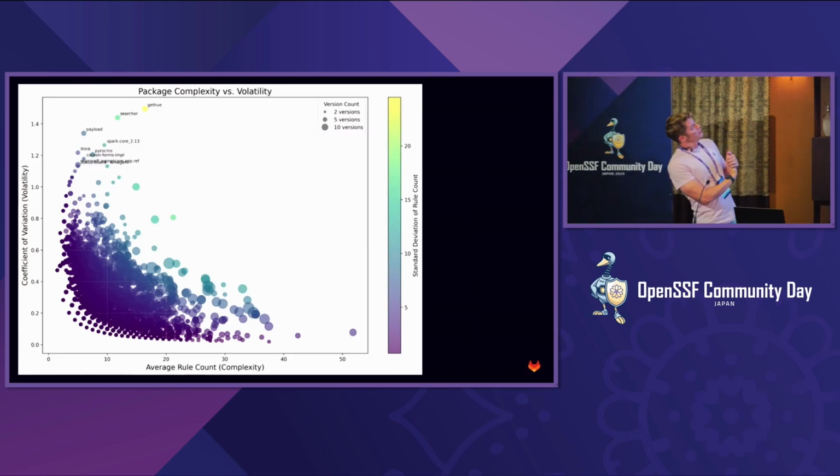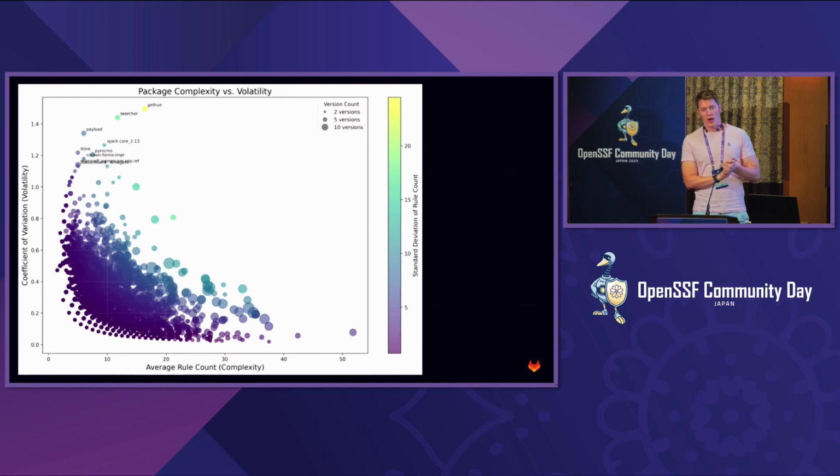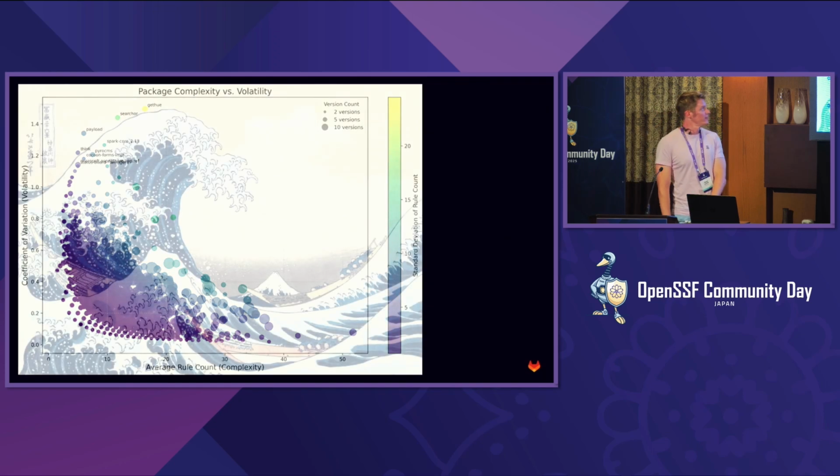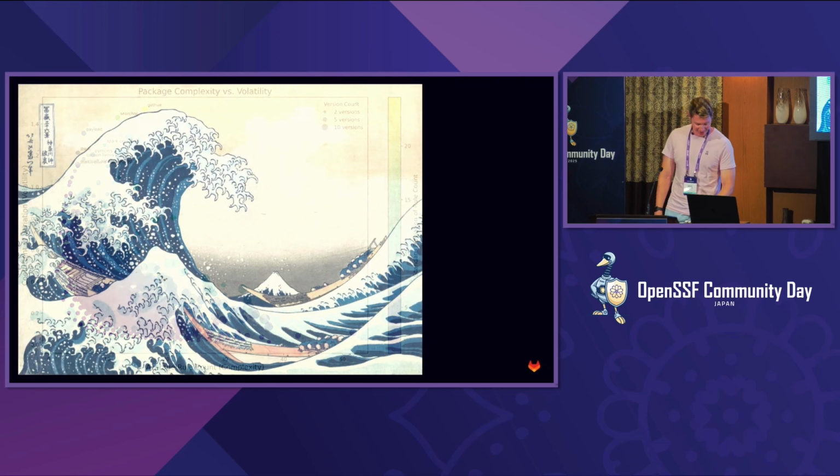So this is testing volatility, so how much unique behaviors change over a package lifetime. I thought 2 things when I first saw this. One, geez, maybe my data's wrong, and the other one, it really reminded me of Hokusai's The Great Wave off Kanagawa.